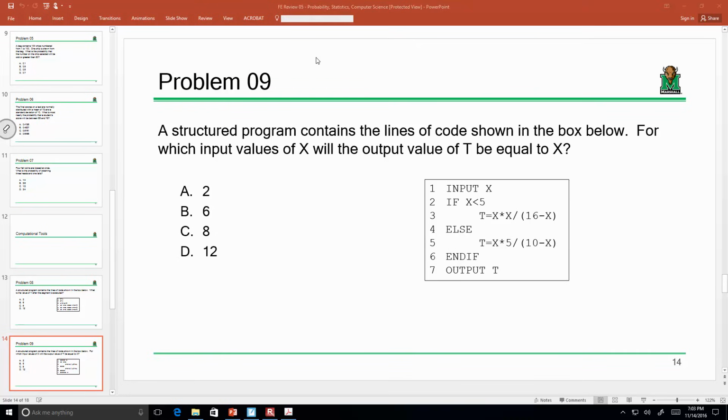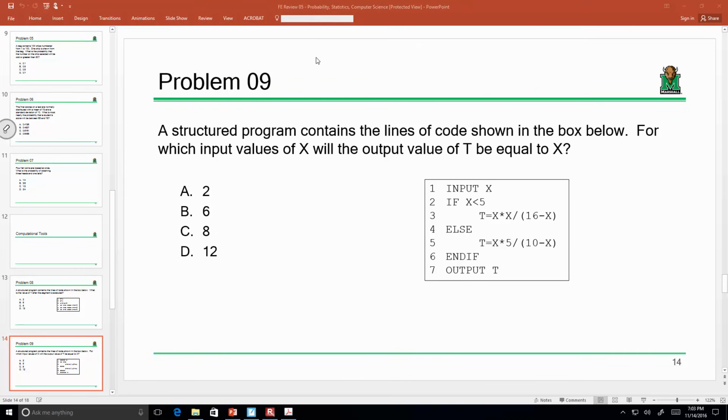So let's follow through the program. I input some value of x. Then the program makes a determination. If x is less than 5, it computes some value of t. Otherwise, it computes another value of t. Does that make sense? All right, it ends the if statement and then it prints out whatever t is. Sound good? All right, so let's take each of these one at a time.